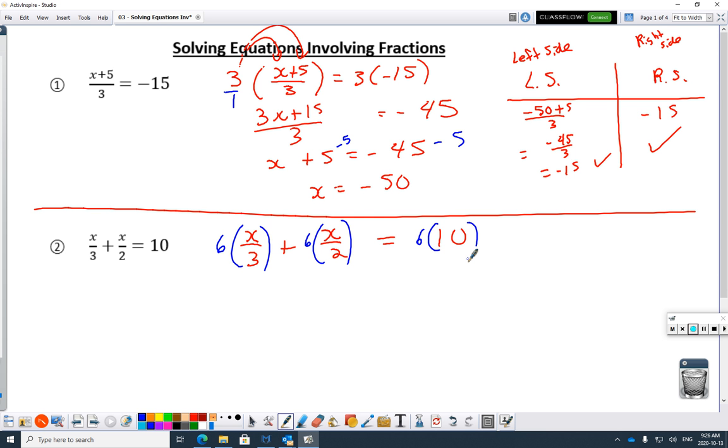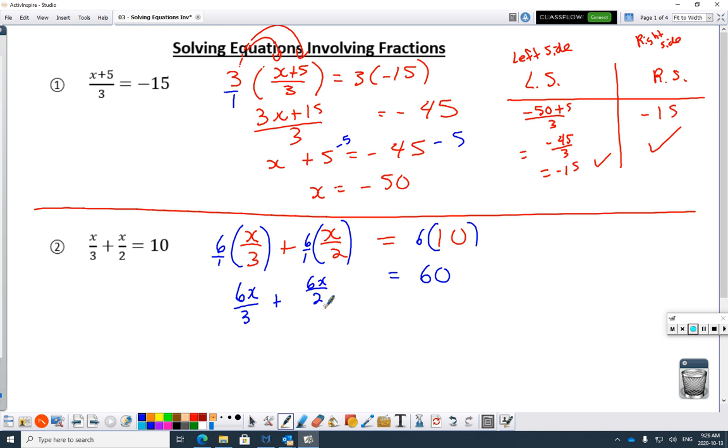Now, I'll do the easy one first. 6 times 10, 60. This just takes a minute. This is the only fraction part of fraction equation solving: this 6, you almost always want it over 1. I didn't need it over 1 over here because I was just multiplying by 10, but anytime you're multiplying by fractions, you put it over 1. So this one becomes 6x over 3. I just go numerator times numerator, denominator times denominator. This one becomes 6x over 2. Numerator times numerator, denominator times denominator.